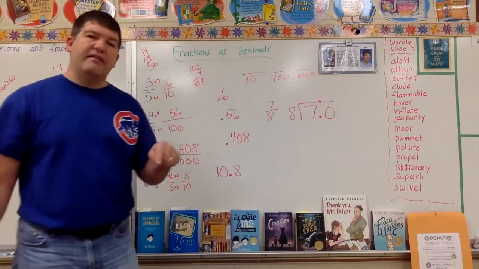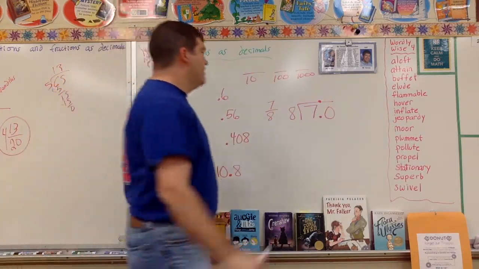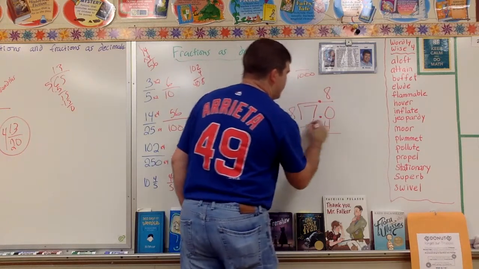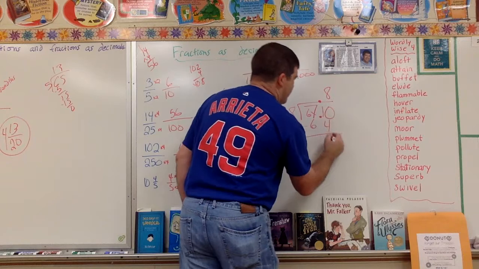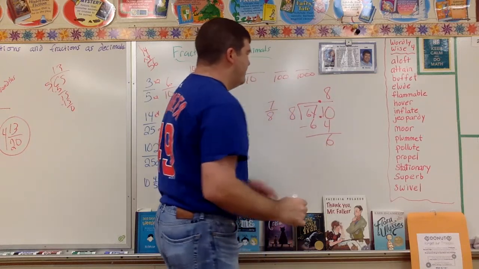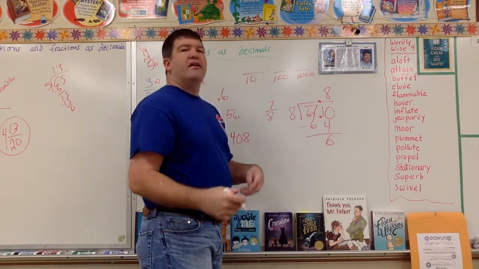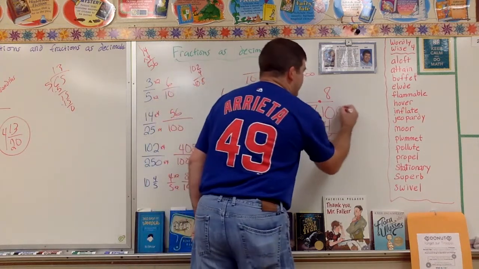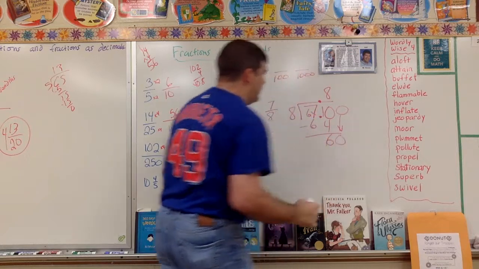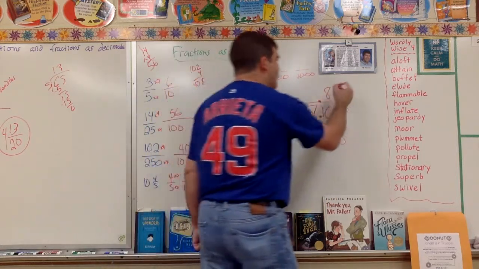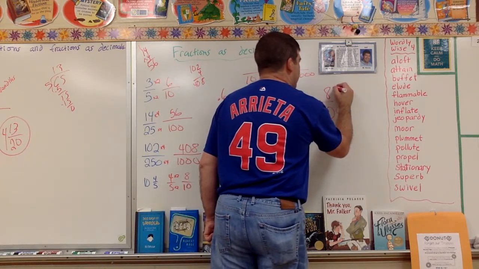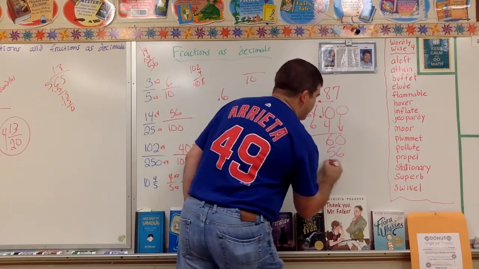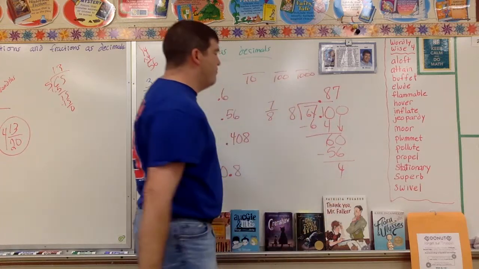Now, can I get 8 into 70? I can. 8 goes into 70 8 times. 64. Subtract that out. 6. Now, I don't want a remainder or a fraction. I want to keep going to get this into a complete decimal. So I can always add another 0. Okay. 8 goes into 60 7 times. 7 times 8 is 56. Subtract that out. Gets me 4.